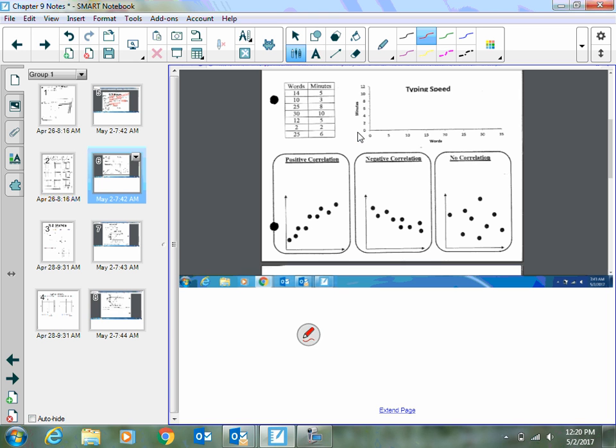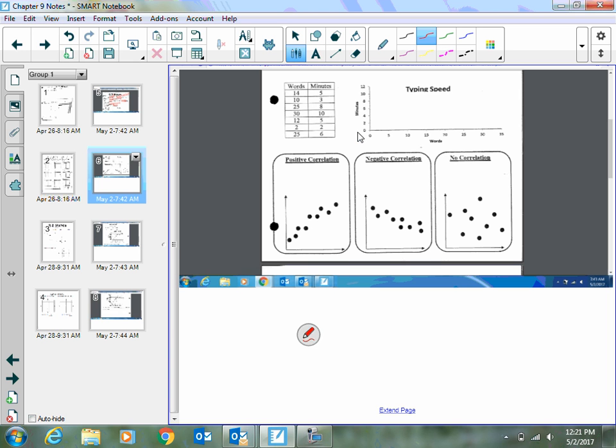Well, what relationship are words and minutes going to have together? If I'm typing, boom. Okay, Charlie. Words per minute. The more minutes I type, what should happen? The more words I type, right? That's what we're hoping should happen. Now, there could be some outliers. Somebody could type slower, but technically, the more minutes I type, the more words I should type.